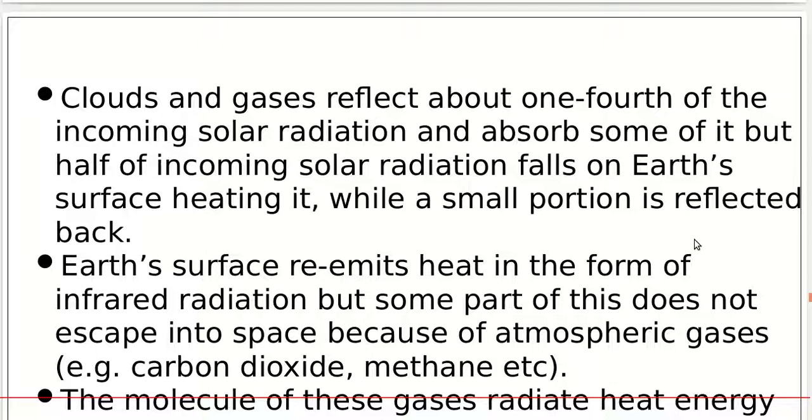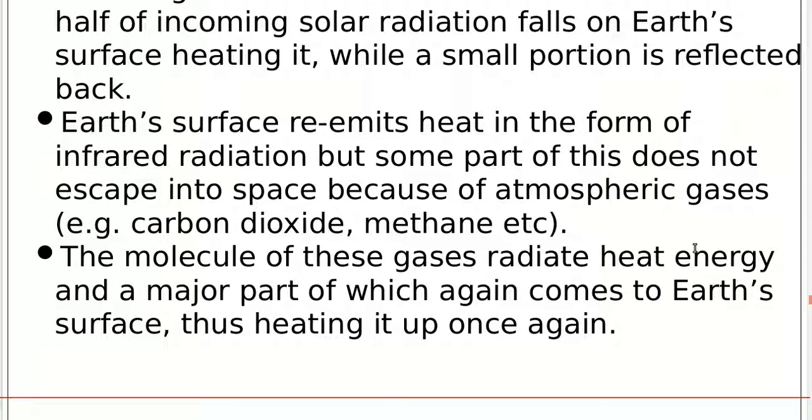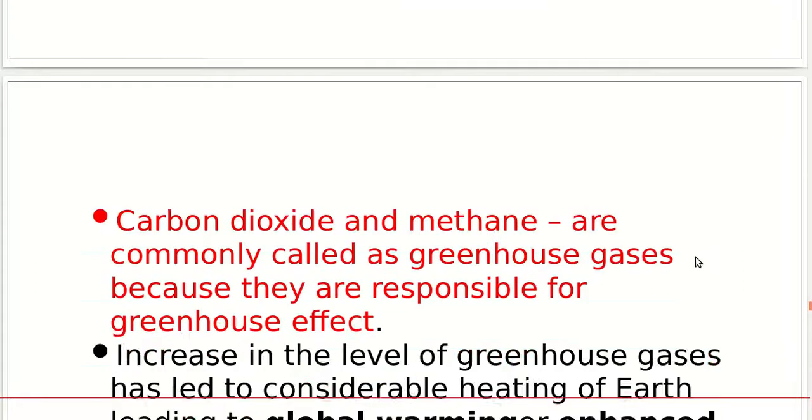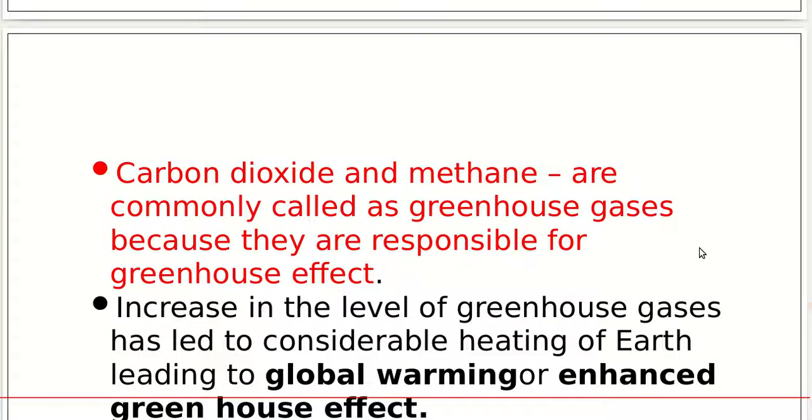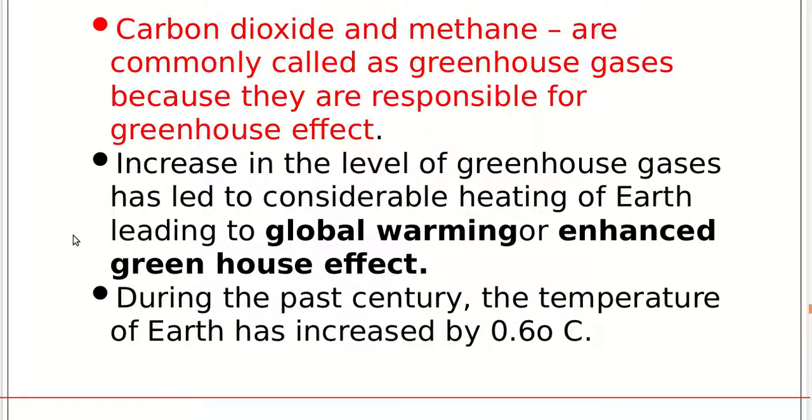does not escape into space because of the atmospheric gases, which form a blanket, that is carbon dioxide and methane. The molecules of these gases radiate heat energy, and a major part of it again comes to the Earth's surface, thus heating it up once again. So carbon dioxide and methane are commonly called greenhouse gases because they are responsible for the greenhouse effect. An increase in the level of greenhouse gases has led to considerable heating of Earth, which has led to global warming or the enhanced greenhouse effect. During the past century, the temperature of Earth has increased by 0.6 degrees centigrade.